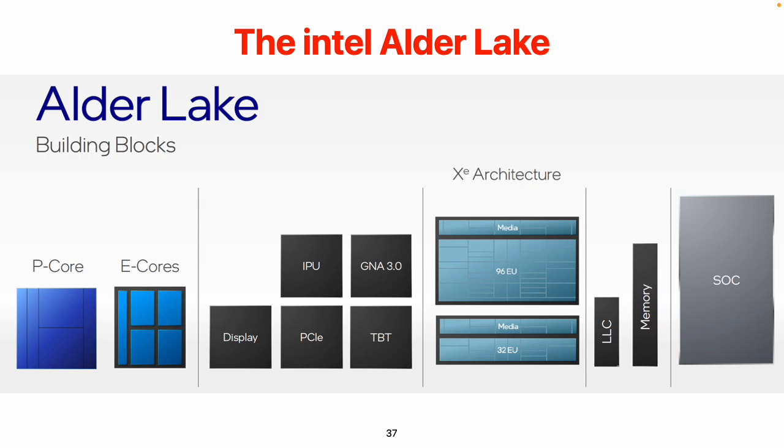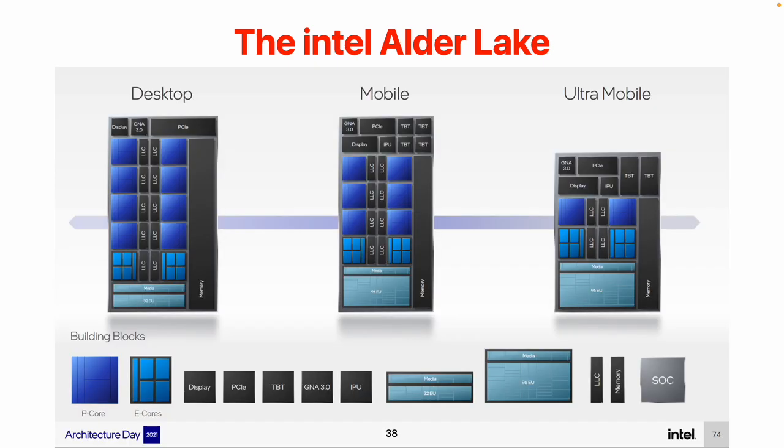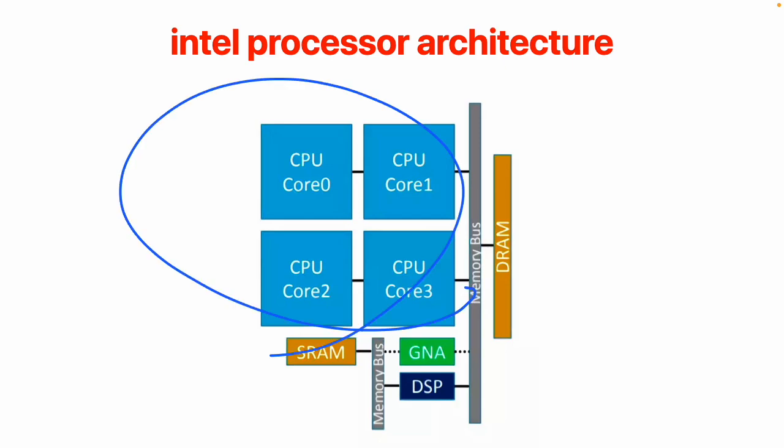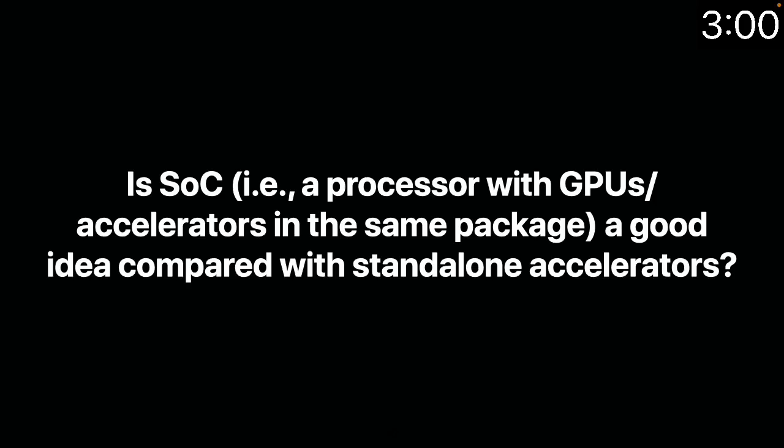If you look at the Intel Alder Lake processor, they also have the graphics cores, they also have the GNA accelerators, and their recent development further extends the GNA accelerator as an NPU architecture, right? So this is the Intel architecture. Beyond those GPU cores, they also have the GNA and some DSPs connected through the memory bus. So even the Intel processor right now is a system on chip, right?